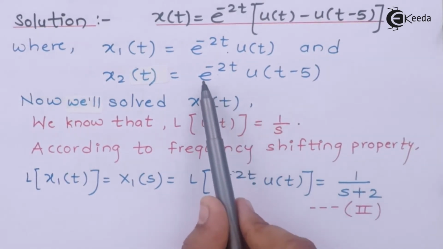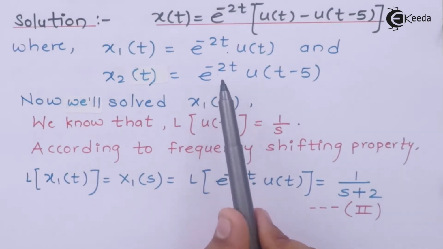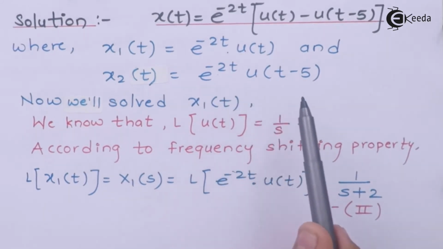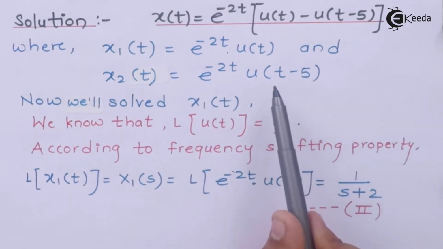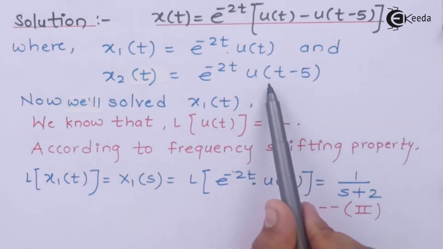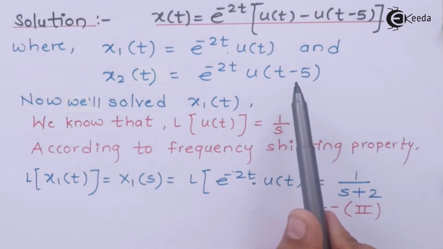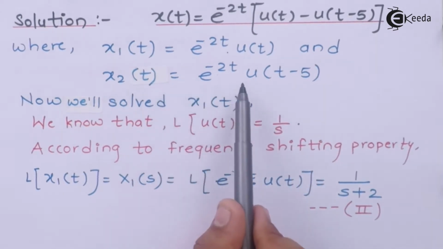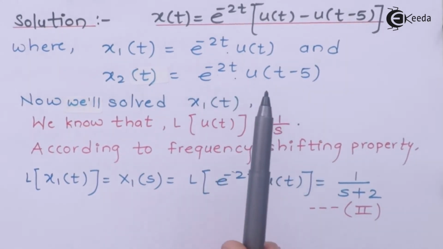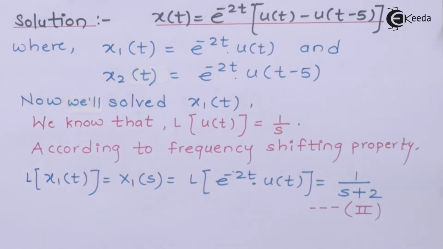Now we will solve the third part, that is e to the power minus 2t u of t minus 5. Here we have to use two different properties. The first one is the time shifting property, because t is delayed by 5, and the second one is the frequency shifting property, because this function is multiplied with e to the power minus 2t. So let's go through the solution.